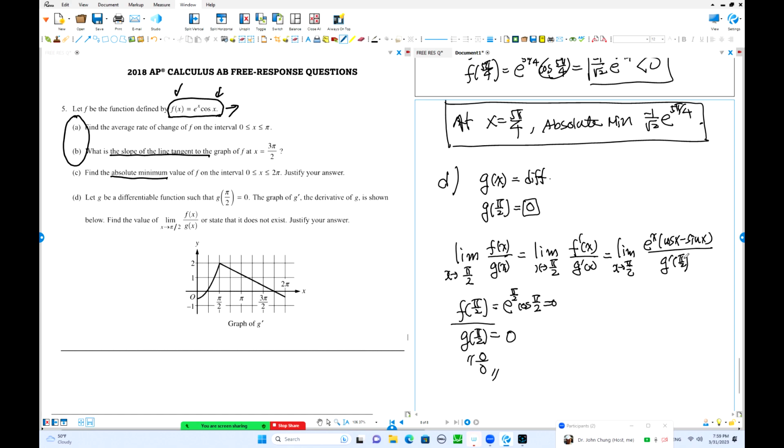Okay, put pi over 2 in the numerator. e to the pi over 2 times cosine pi over 2 minus sine pi over 2. That is not 0 anymore. Cosine pi over 2 is 0, sine pi over 2 is 1. So the numerator is exactly equal to negative e to the pi over 2.